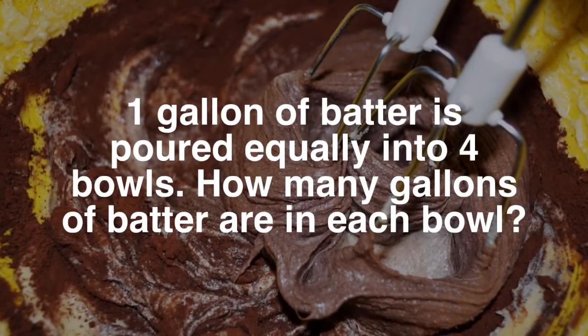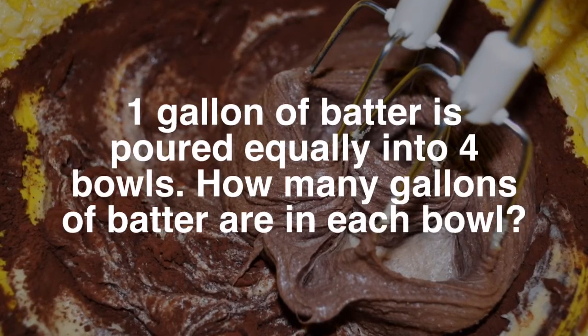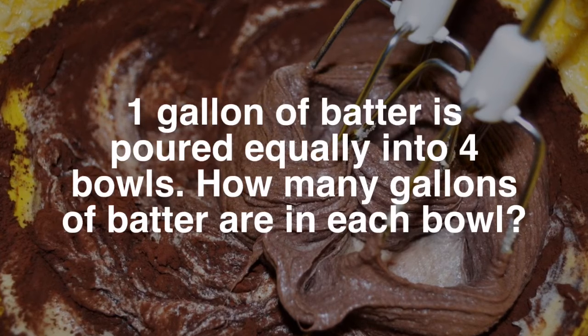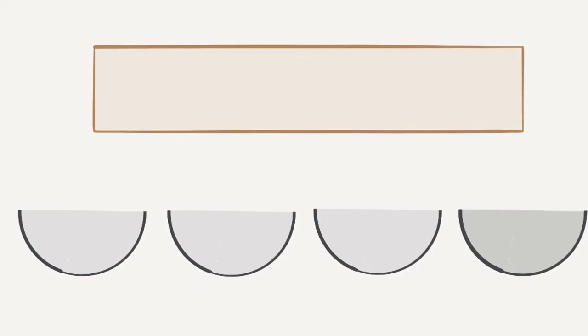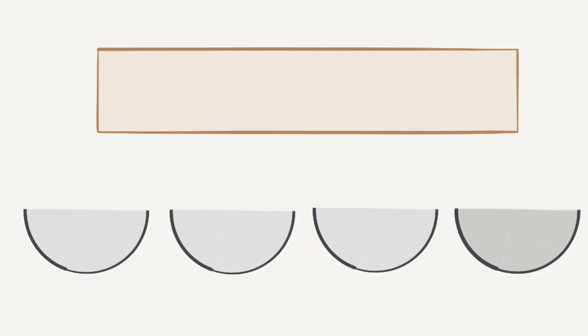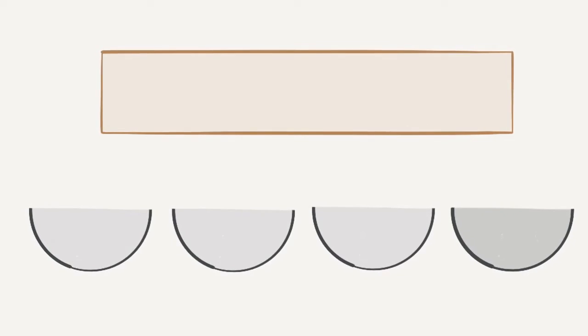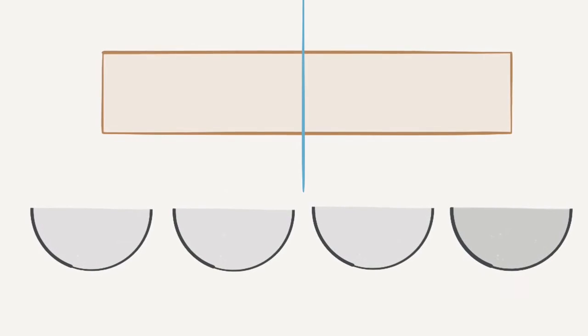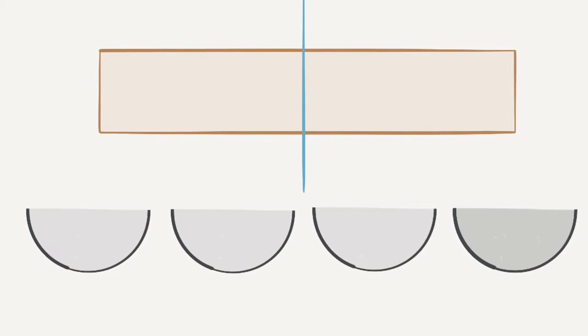So now we have 1 gallon of batter that's poured equally into 4 bowls. How many gallons of that batter are going to be in each bowl? Okay, so we can do the same thing. Here's my tape diagram. Except this time my tape diagram is made up of 1 gallon. Just 1. Now I know that I have 4 bowls down there, so I'm going to have to start breaking this 1 gallon into smaller parts.